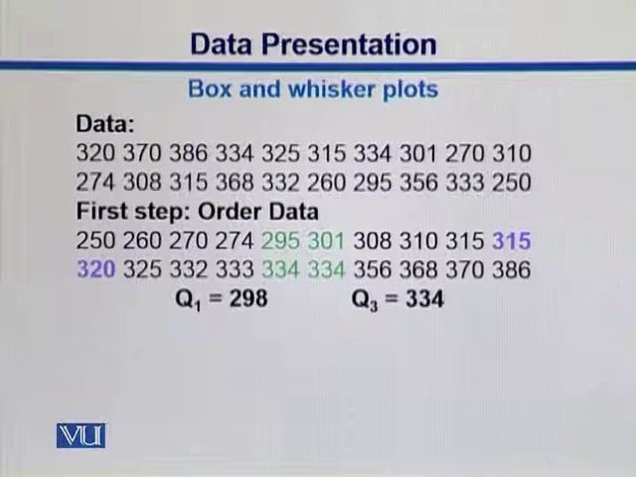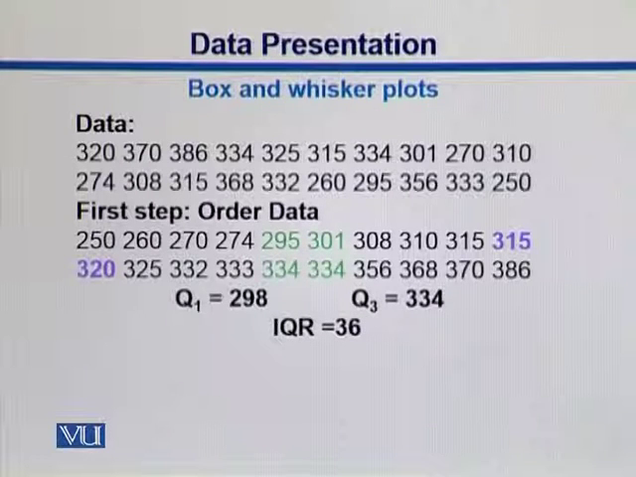How can we get Q1 and Q3? Our data is split into two halves. We can take the first half, which again has 10 values. If we want the first quartile, the lower 25%, that is the median of the first half, and Q3 is the median of the second half. So Q1 is the average of 295 and 301, which is 298. And Q3 is the average of 334 and 334, which is again 334.